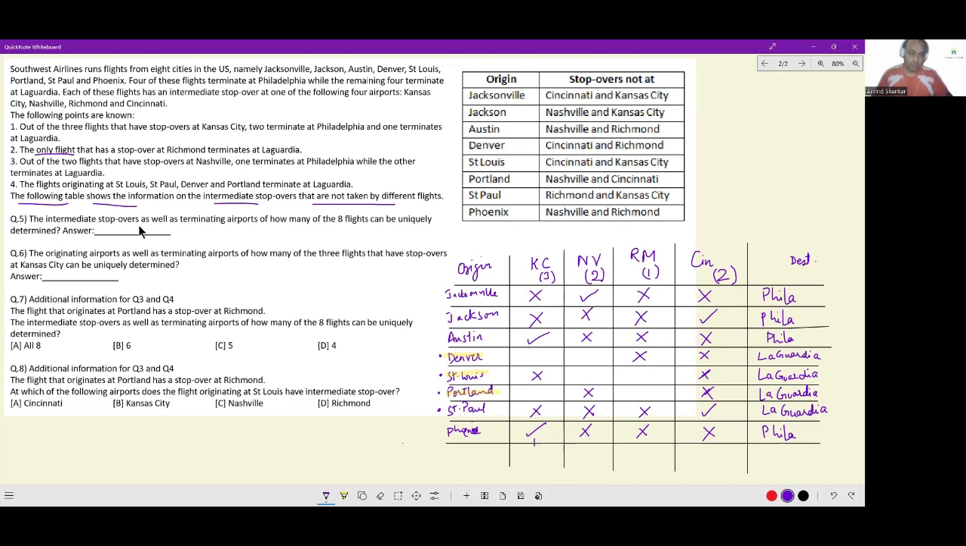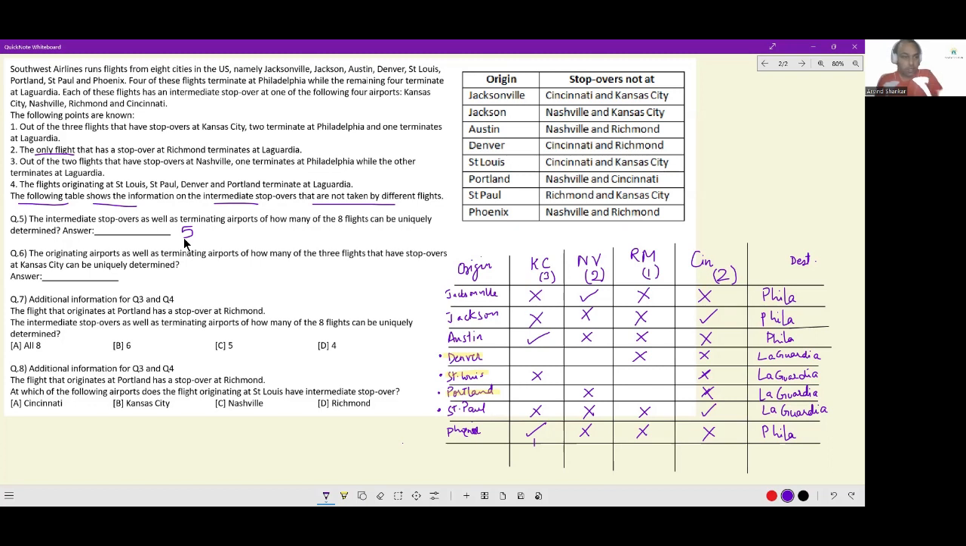Let's get to individual questions. The intermediate stopovers as well as terminating airports of how many of the 8 flights can be uniquely determined? Of course, 5 of them. Only for 3 we are unsure. Denver, St. Louis, and Portland. For everything else, we are absolutely certain. So for 5 we know.